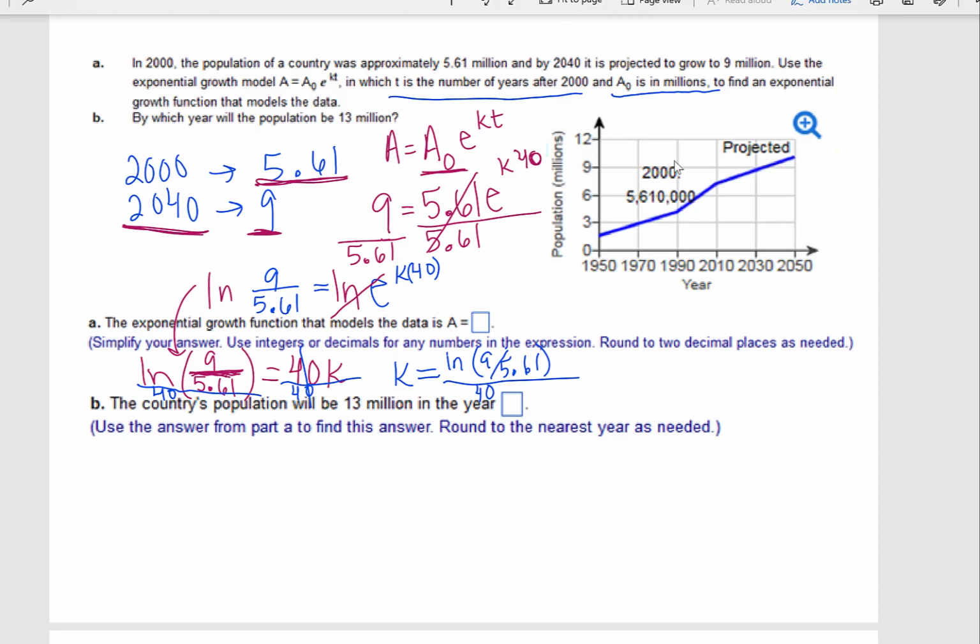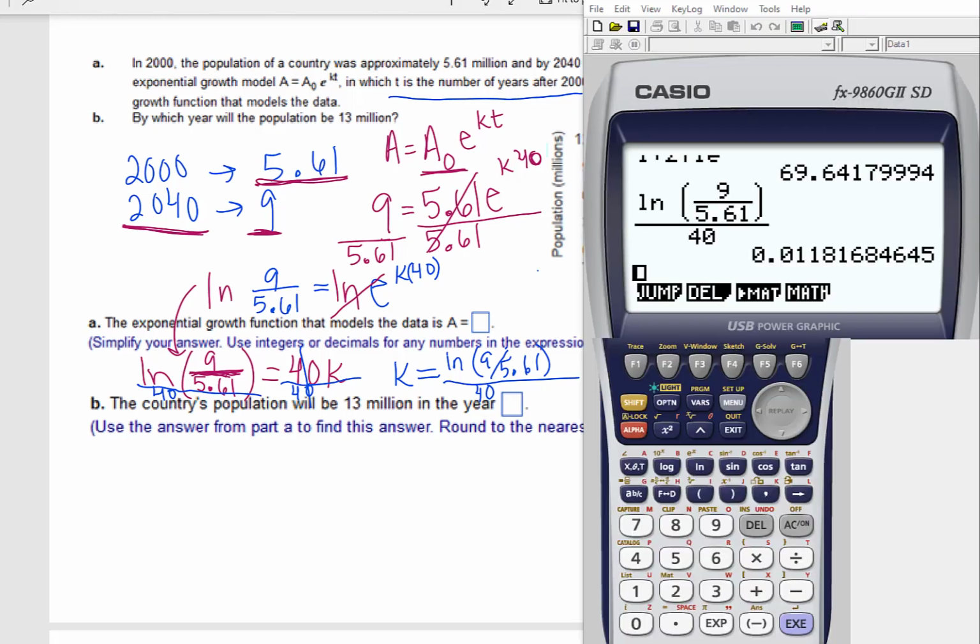I'm going to enter that in my calculator. I get 0.01181 and it keeps on going. It tells me to round to 2 decimal places. So K would be equal to 0.01.